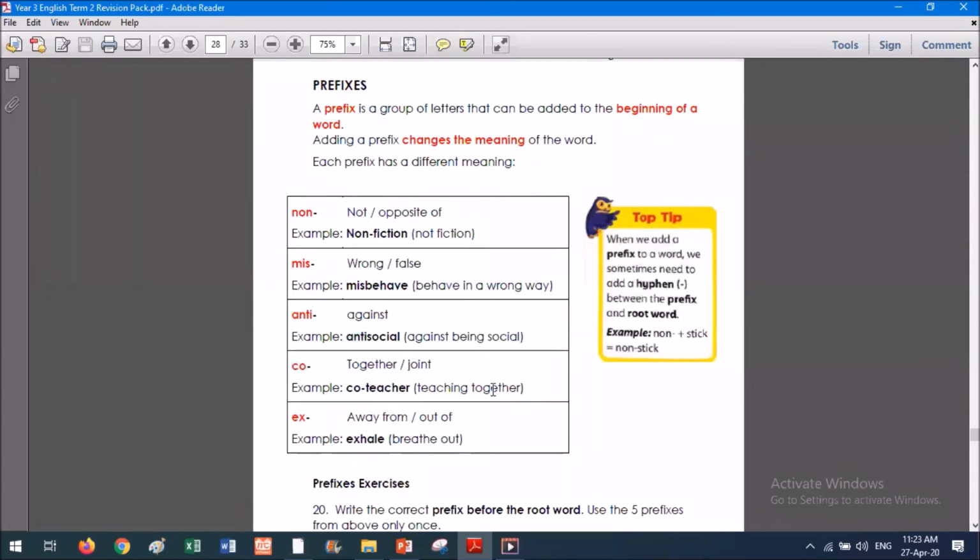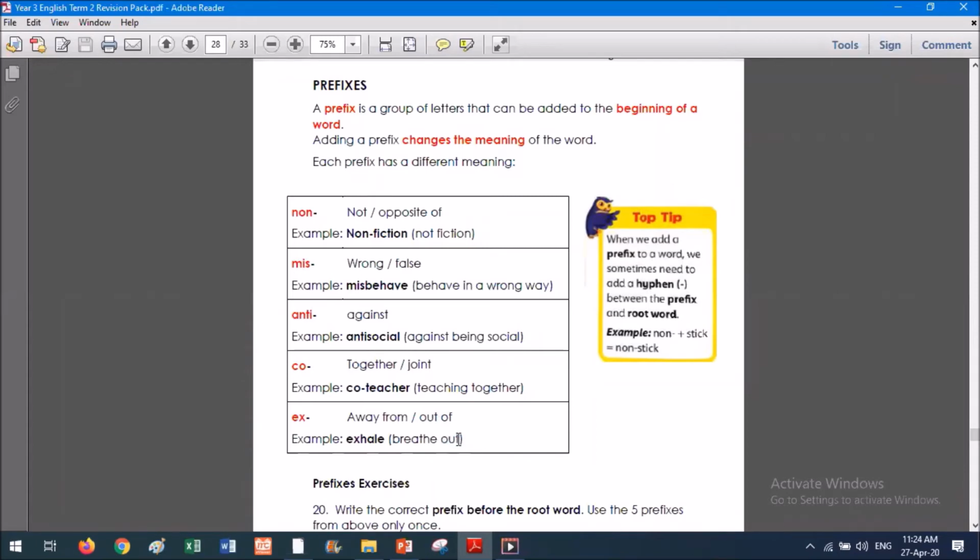Co, which we know means together or joint. So Miss Mena is our co-teacher because she teaches together with me, or she teaches in a joint way. Miss Mena is a lovely co-teacher for us. And the last one that we studied is ex. Ex means away from or out of. So here we have exhale. Inhale is the antonym, the opposite. So we inhale to breathe in and exhale to breathe out.